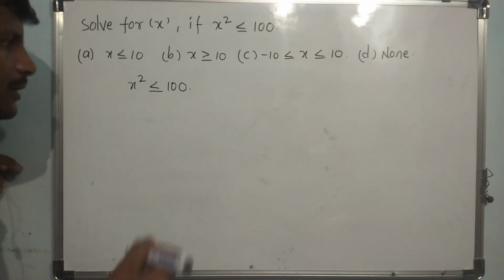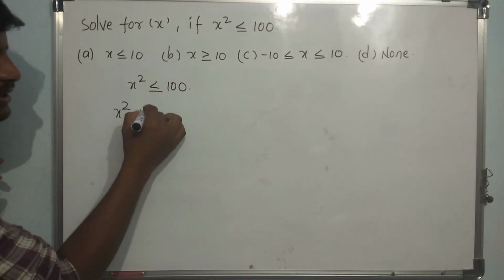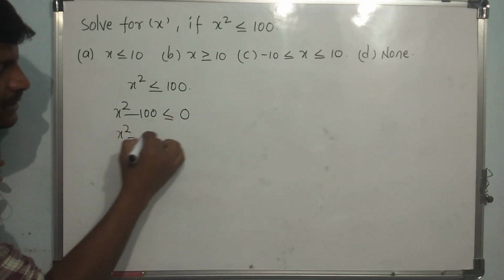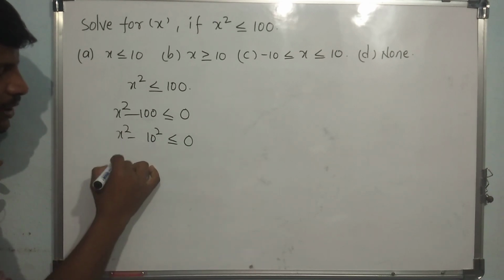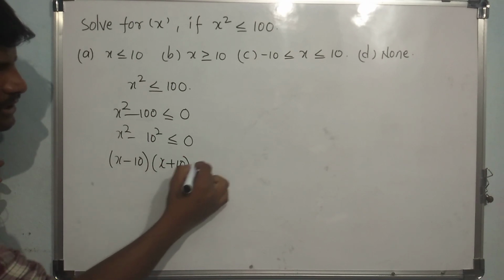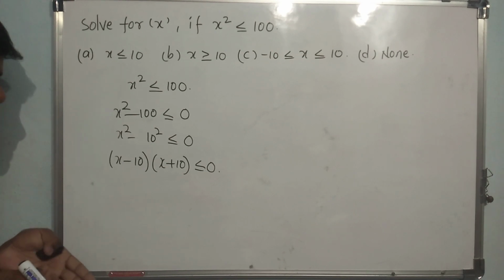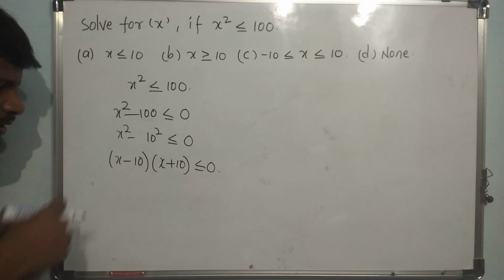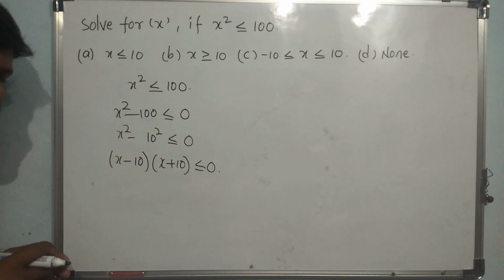Now, what is the method we need to follow? The method that we need to follow is simply to bring this 100 to the left side, so that x square minus 100 is less than or equal to 0. 100 can be written as 10 square, and using the a square minus b square formula, x minus 10 multiplied with x plus 10 is less than or equal to 0.